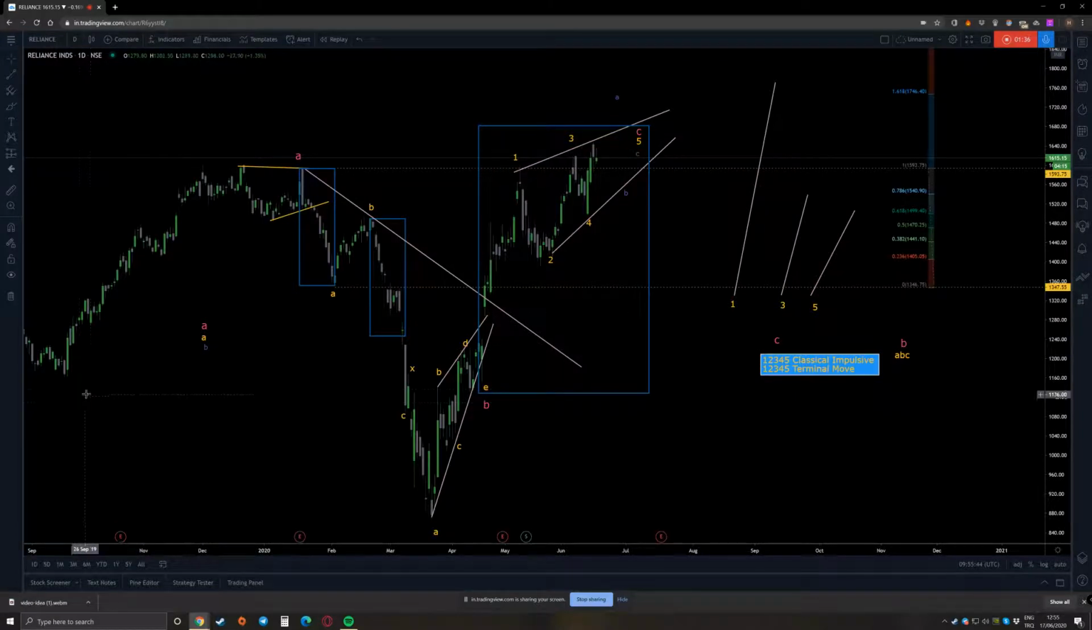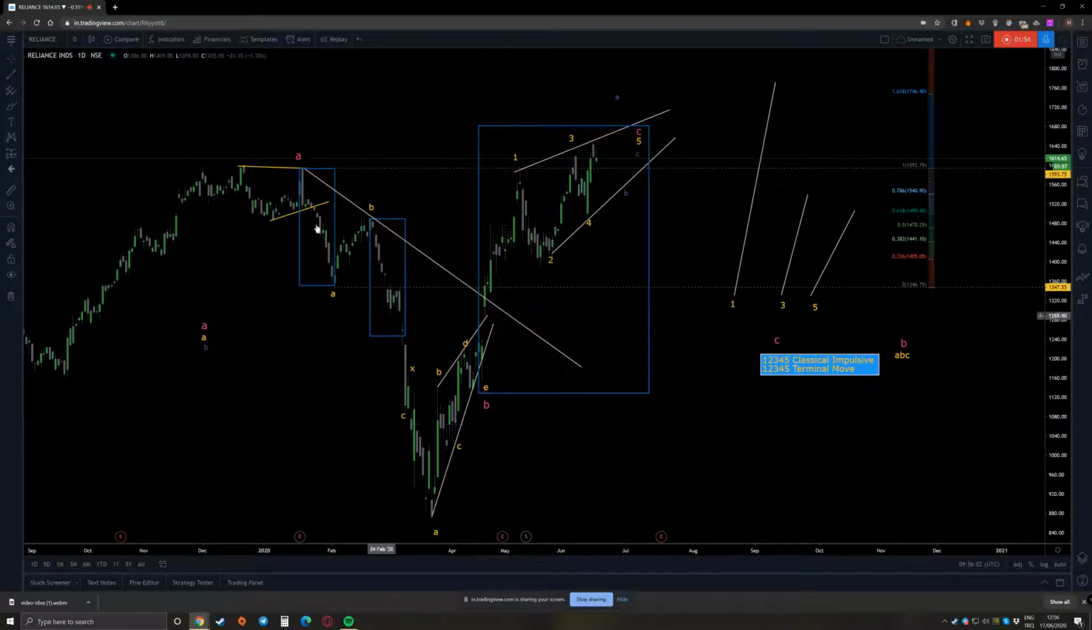Okay, so if whatever this move started from here is a wave A, you need a wave B. Now, whenever you're looking for a wave B, you have to remember one thing. Wave Bs are always corrective waves. Okay, it doesn't matter where it is formed. B waves are always corrective.